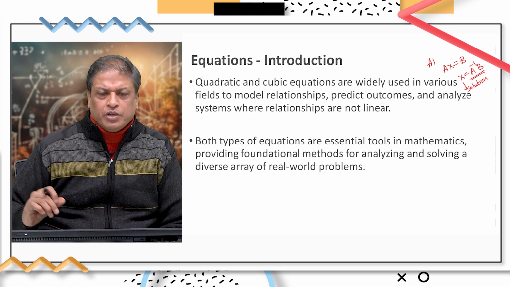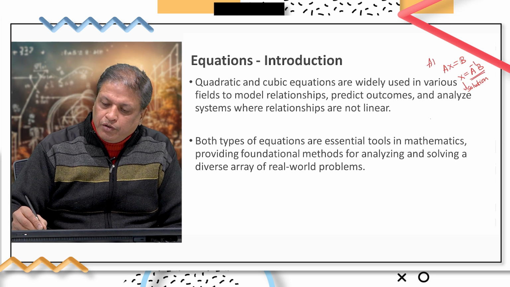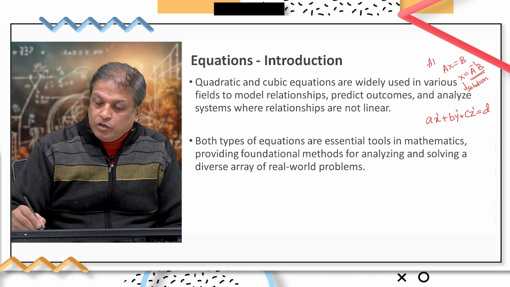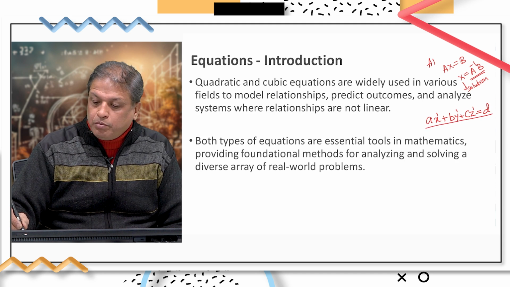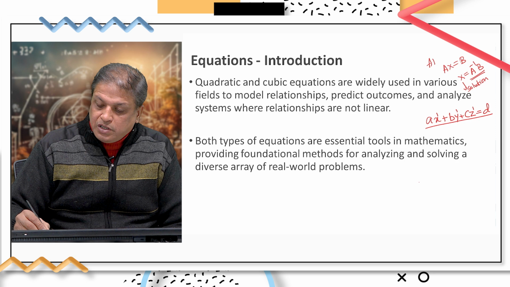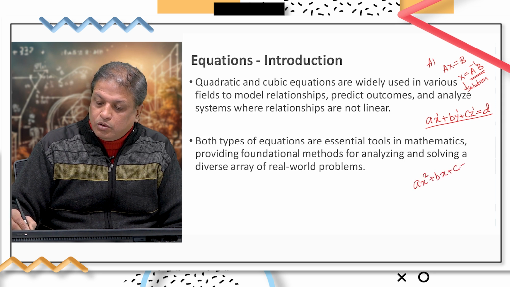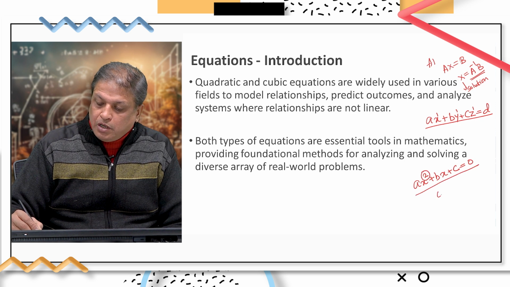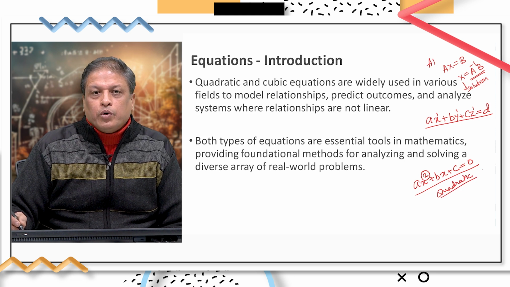Now, if we say ax + by + cz = d, then all the powers, all the exponents of variables x, y, z are 1. So, that is why this is a system of linear equations, because the power is only 1. But if we say ax square + bx + c = 0, then the maximum power is 2, and such types of equations are quadratic equations. We will learn about quadratic equations in more detail.